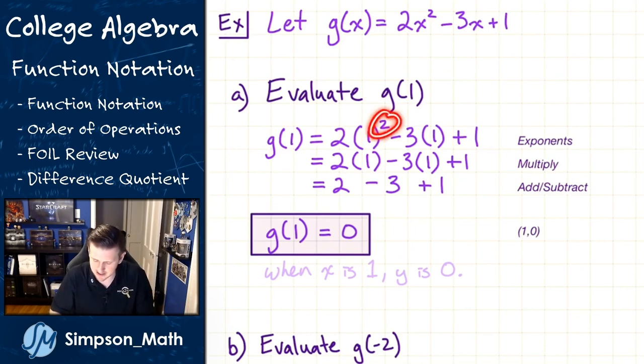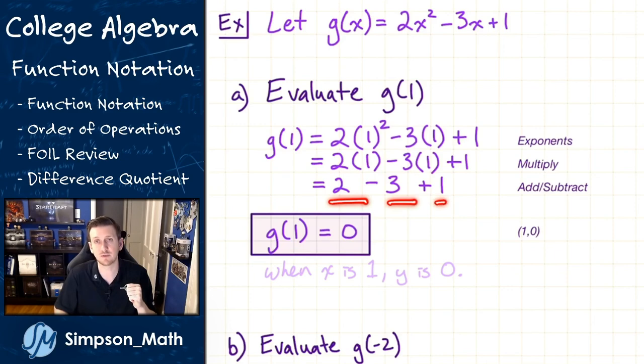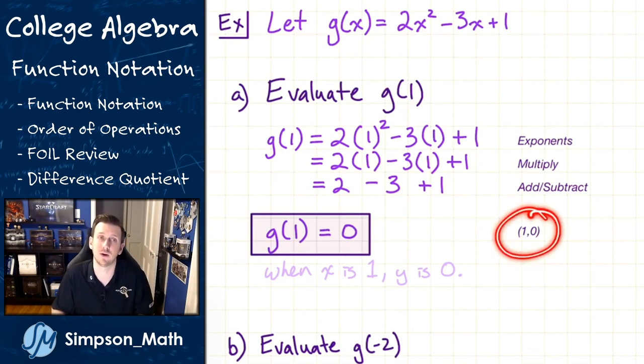So then the next thing is the exponent. Let's square the 1. Well, 1 squared is just 1. And now with the multiplication, 2 times 1 is 2, and negative 3 times 1 is negative 3. That sign stays with those numbers. So now let's just add or subtract. 2 minus 3 plus 1 ends up being 0. So when x is 1, y is 0, and we have an ordered pair at (1, 0). I'm not worrying about graphing this, but this would be an x-intercept.